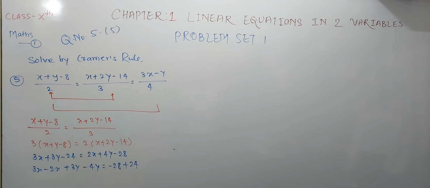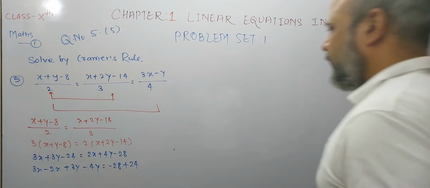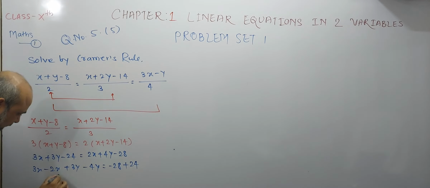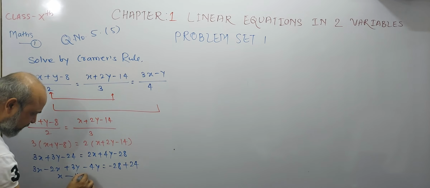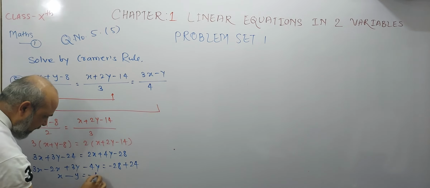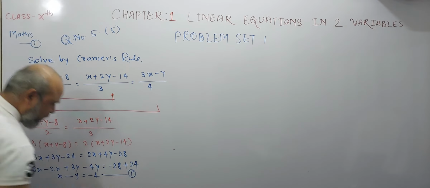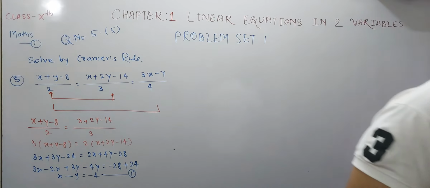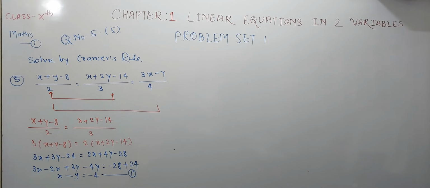Okay students, in this way you transfer the variables from the right hand side to the left hand side, and what will you get? 3x minus 2x is 1x, and 3y minus 4y is minus 1y, is equal to minus 28 plus 24, which is minus 4. This will be equation number 1. Clear? So here you are getting x - y = -4.